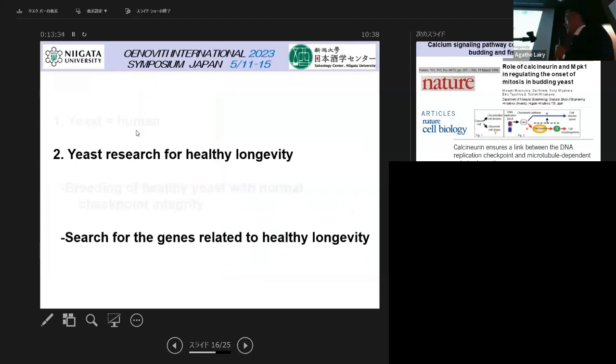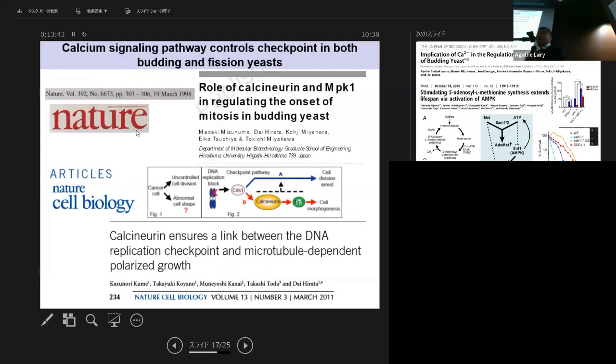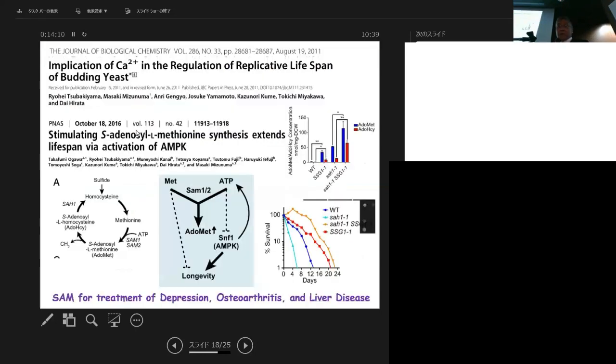Next, I'd like to talk about the search for genes related to healthy longevity. So far, we have analyzed the calcium signaling pathway in budding yeast. And we found that the calcium signaling pathway is involved in a novel checkpoint in budding yeast and fission yeast. Top is our result in budding yeast, and bottom is our result in fission yeast. In both yeasts, the calcium signaling pathway is involved in the novel checkpoint pathway. Further, we found that the calcium signaling pathway is involved in replicative lifespan regulation.